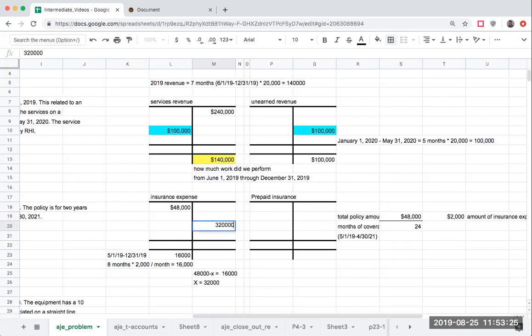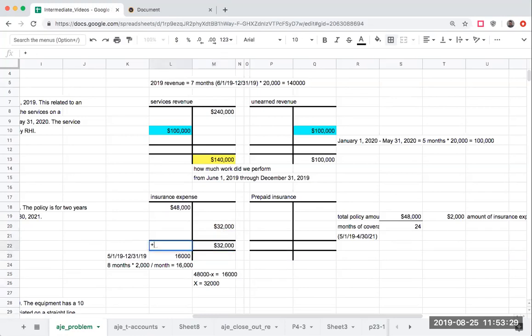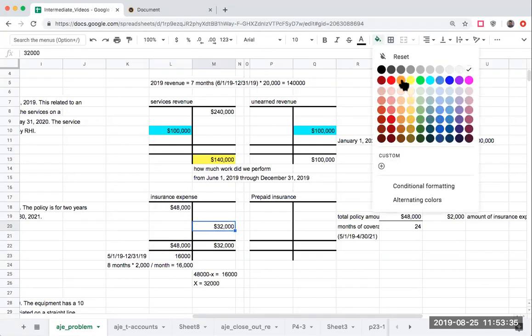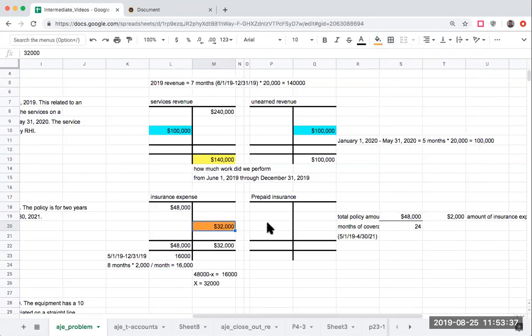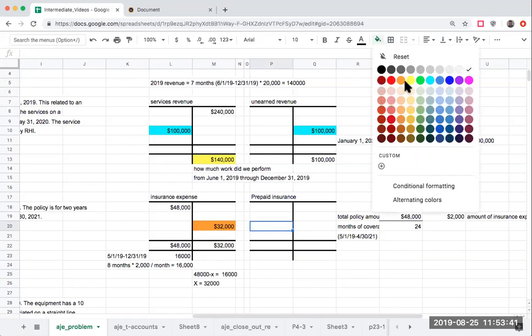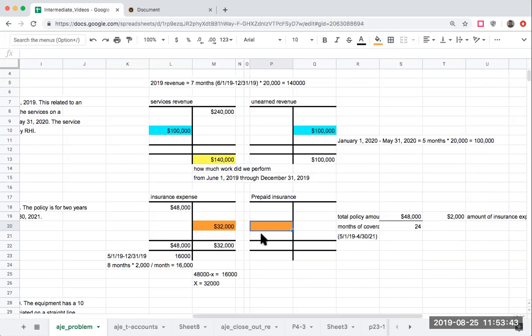So I need to credit insurance expense for the amount of $32,000. And when I credit insurance expense for $32,000, what account do I need to debit? The account I'm going to need to debit is prepaid insurance. Prepaid insurance is an asset, and it represents the future economic benefit we are receiving from an insurance policy.